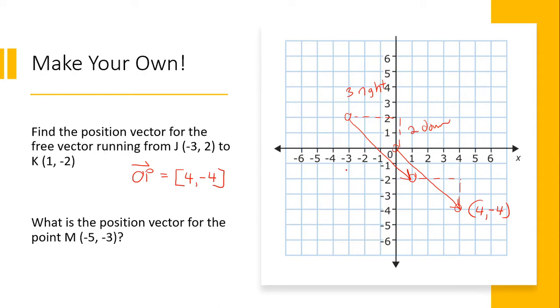Okay, what if I give you a point, -5, -3? This is M. And what's the position vector for a point? Well, that's easy, right? You're going to start at the origin and go to point M. So the position vector, I'm going to call it this. Same values, matrix style brackets.